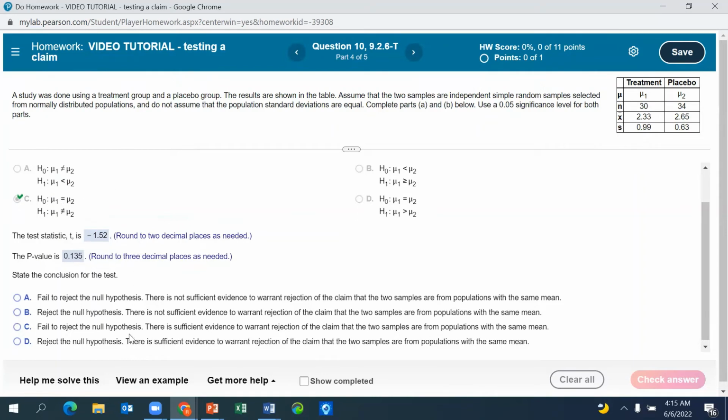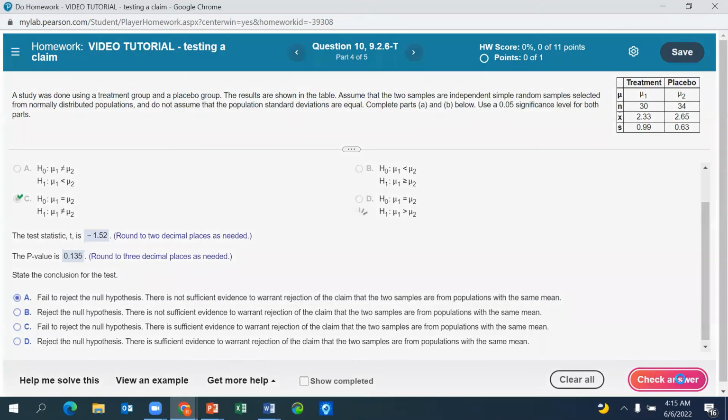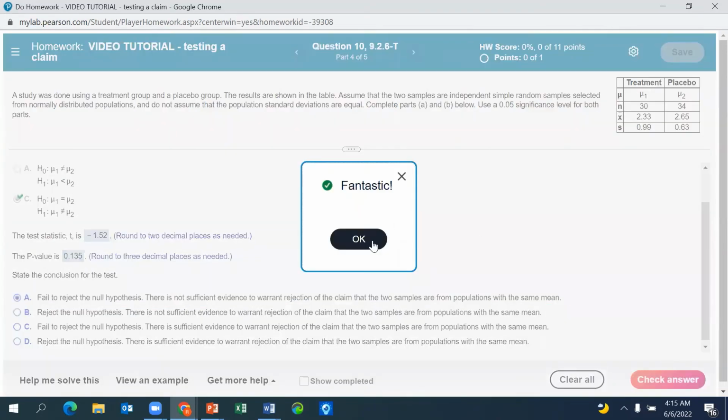Now, if we fail to reject the null hypothesis, we fail to reject the claim, because the null hypothesis is the claim. So let's read what's in part A. There is not sufficient evidence to warrant rejection of the claim. That's true. Since we failed to reject the null, we failed to reject the claim, so there is not sufficient evidence to warrant rejection of the claim that the 2 samples are from populations with the same mean. A is the correct answer. Let's check our answer, and that is correct.